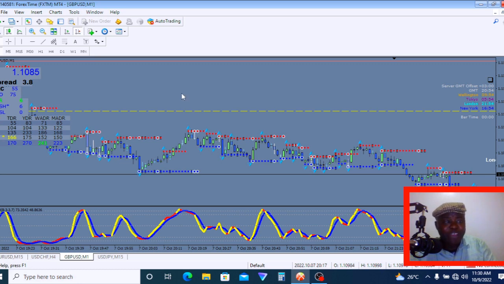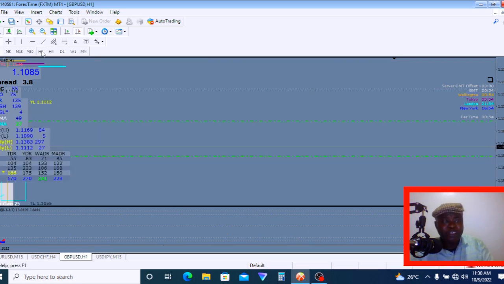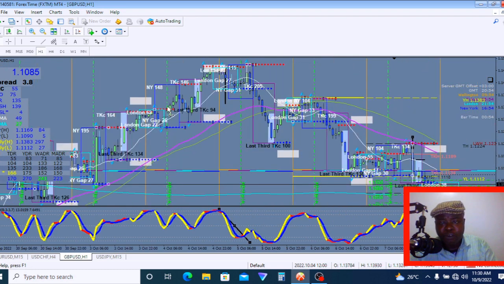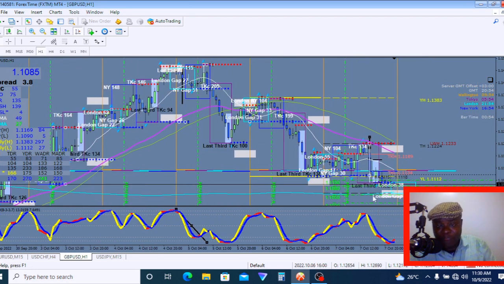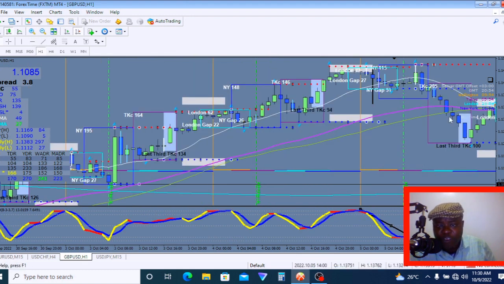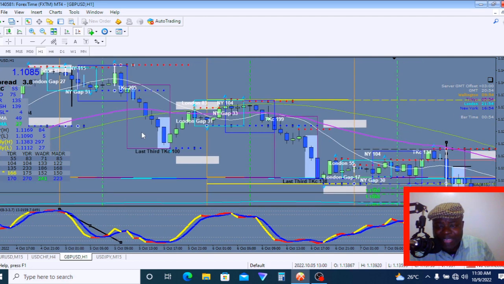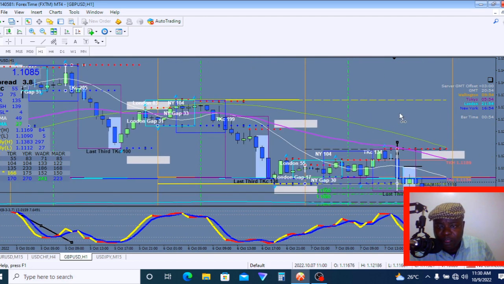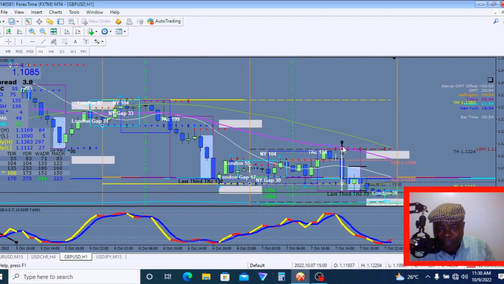Now let's go back to 1 hour. This is our 1 hour chart because I want to understand this very well. This is where we have an engulfing pattern in 1 hour. Let me magnify it a little bit. So this is the engulfing pattern in 1 hour.